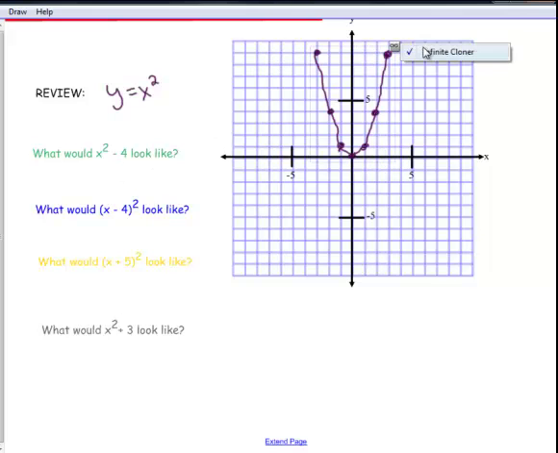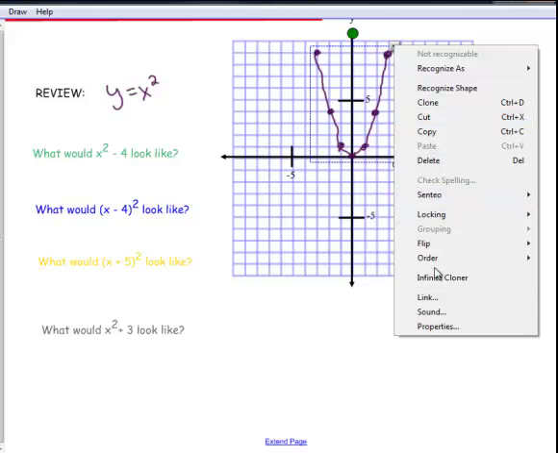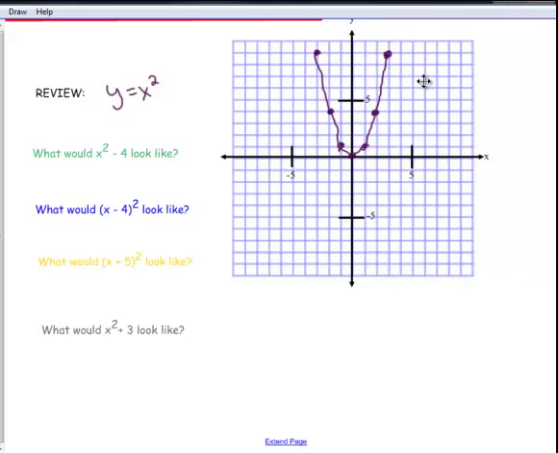All right, so let's clone this out. There it is. And let's change its color to green. And x squared minus 4, since the 4 is outside of the parentheses, I'm going to go down 1, 2, 3, 4. And that's what x squared minus 4 would look like. Okay, let's pull this one out again. Let's change its line color to blue.